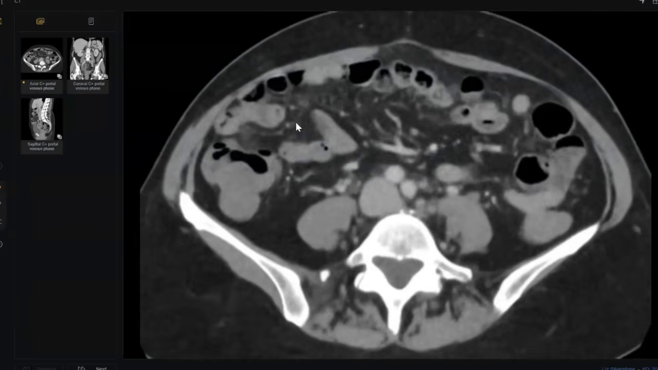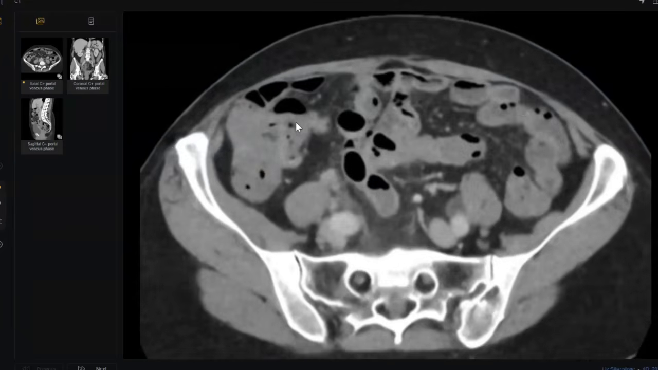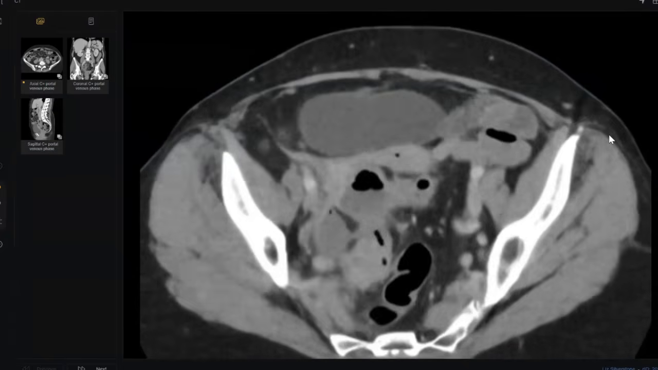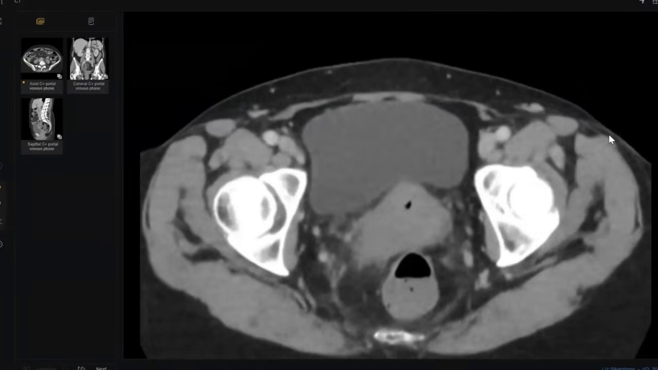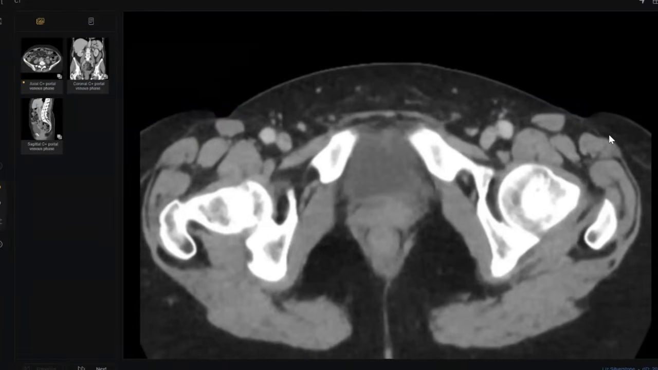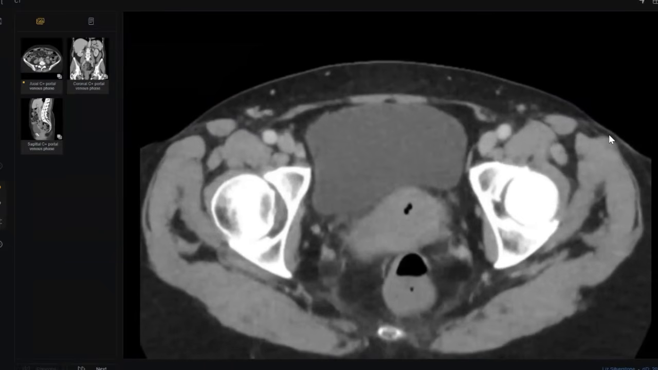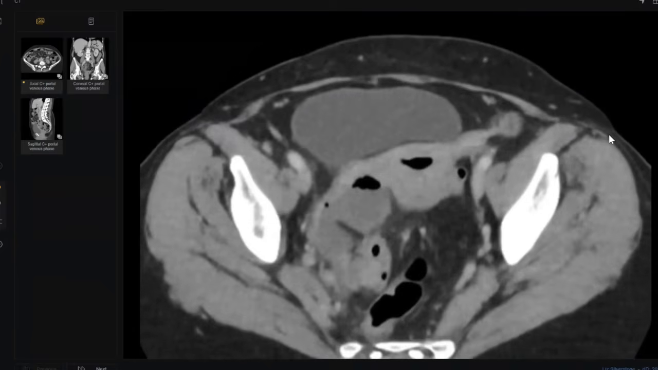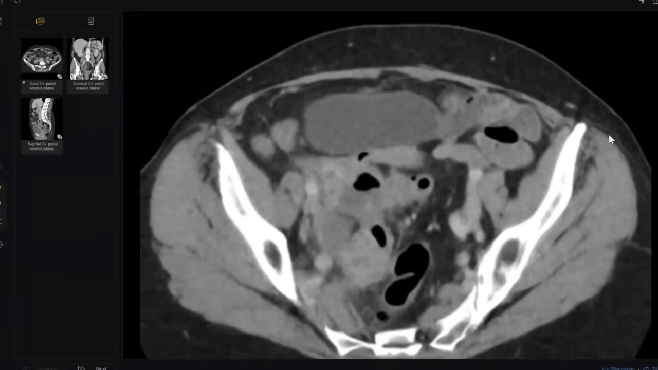As I scroll through the images, I can see there are multiple air-filled outpouchings. Hold me at the slice of concern for you. Okay, this slice, please. Yes. So I can see there are multiple air or gas-filled outpouchings, epicentered on the large bowel, mainly on the sigmoid colon. Can you scroll up again for me, sir, please?